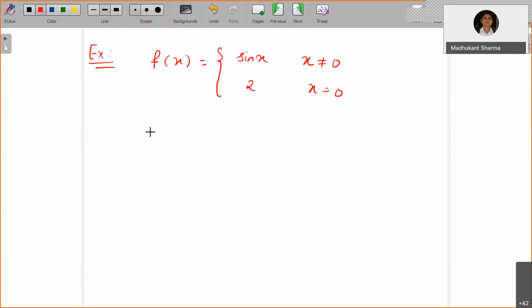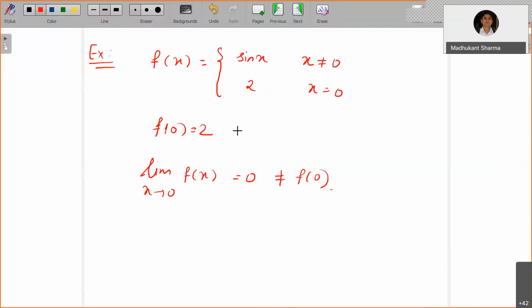Okay, so f at 0 value is 2. It is given to you. But when you are trying to identify limit x tends to 0 f of x, it is 0. It may or may not equal f of 0. So this again depends on the definition.